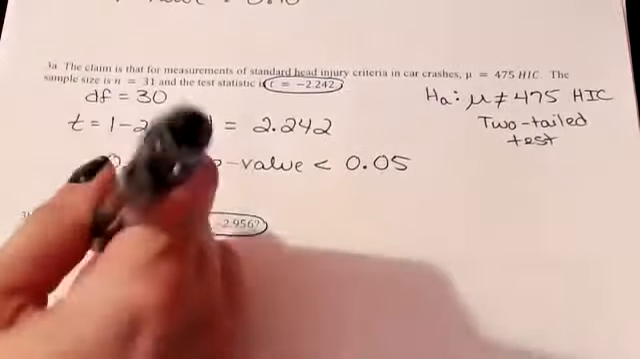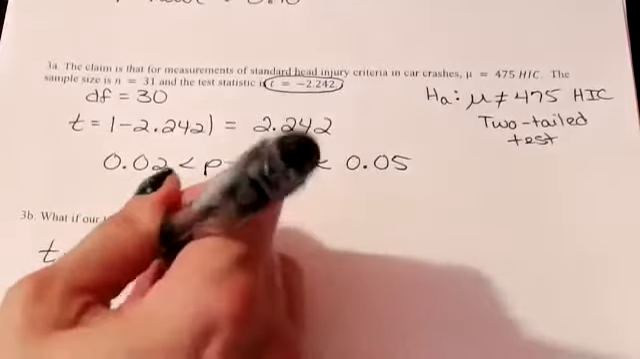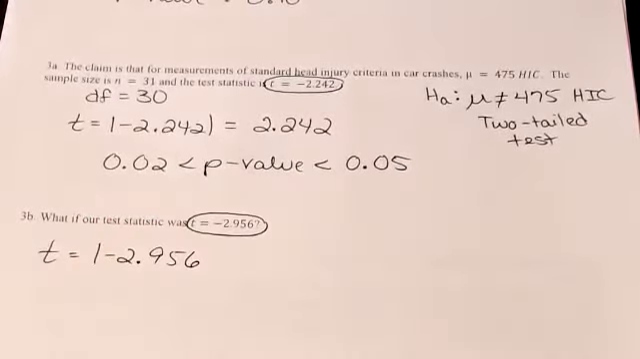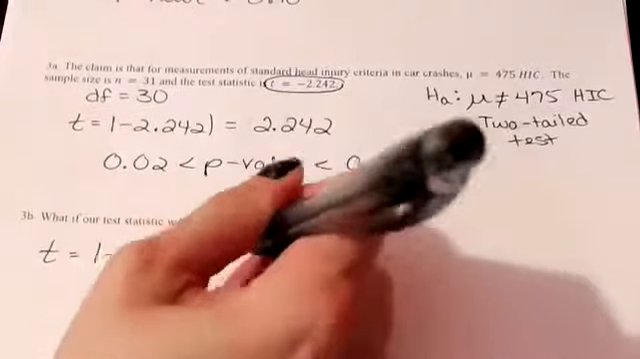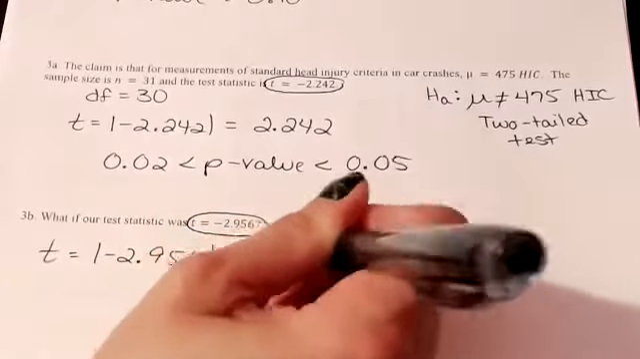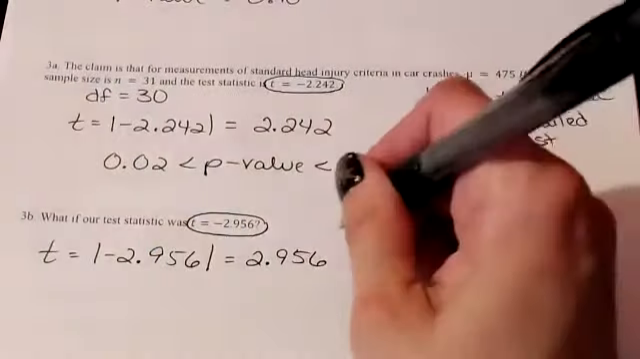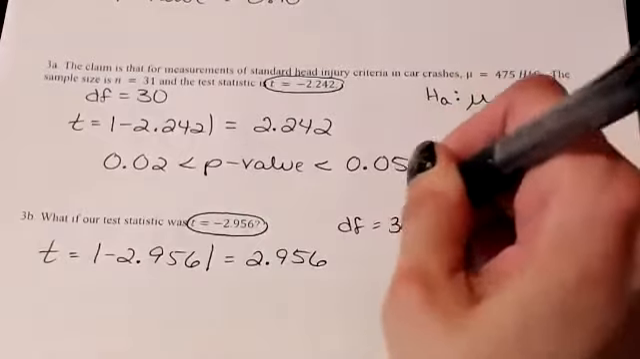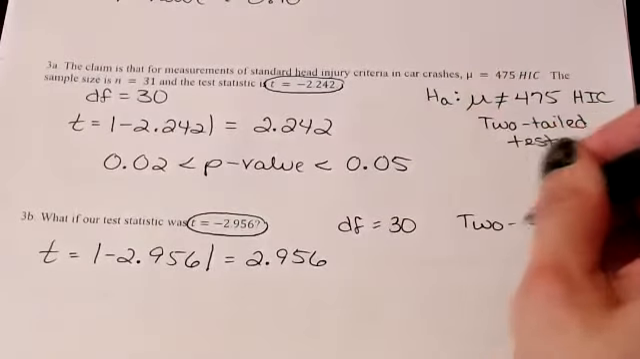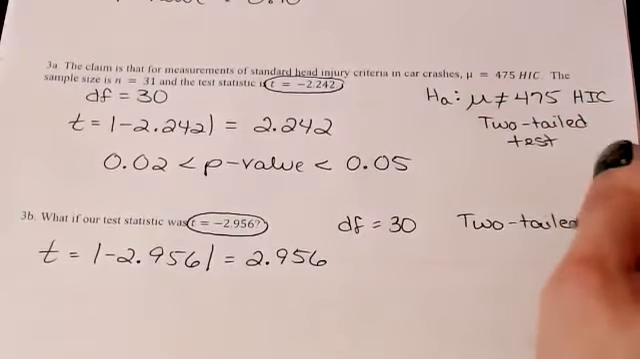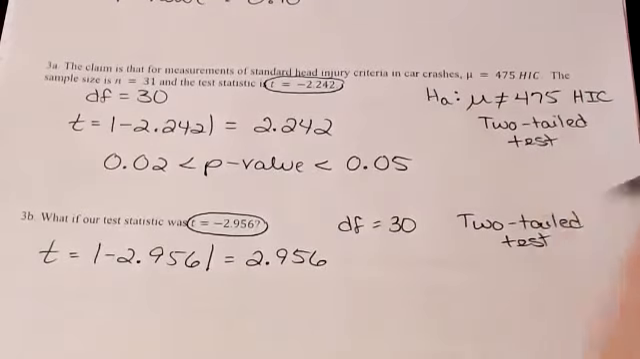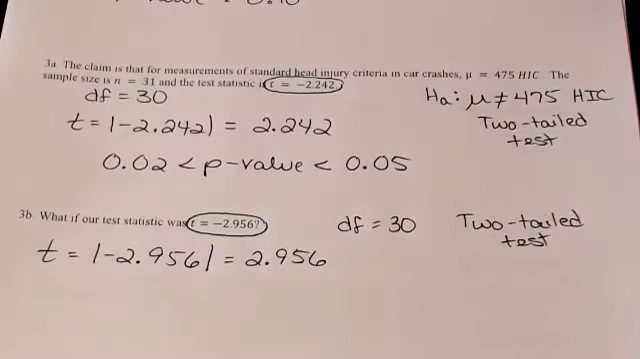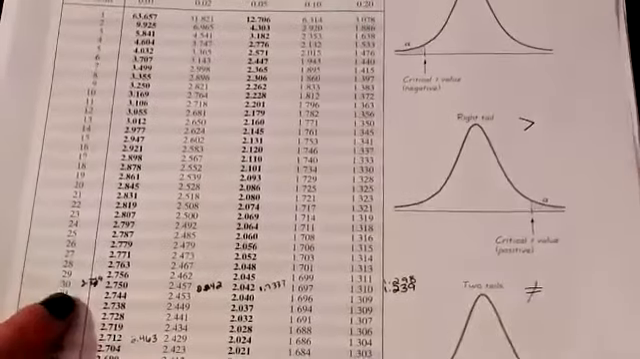We see that we're going to take the absolute value of negative 2.956 for a positive 2.956. Our degrees of freedom are the same. They're still 30. We know that we're working with a two-tailed test because we're using the information from before. Same thing, you're going to look for 2.956 in that row, degrees of freedom 30.